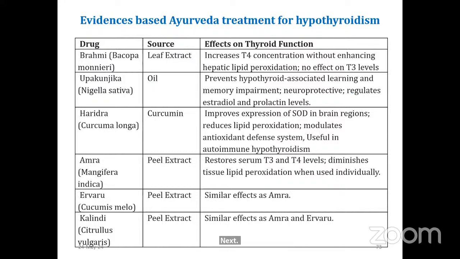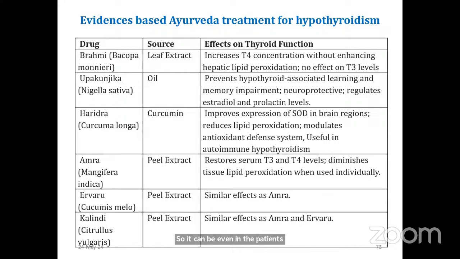Yes. So, here is a compilation of some evidence, some research. In that it has been found that Ayurvedic drugs are effective on thyroid function. First drug is Dami. The leaf extract of Dami increases T4 concentration without enhancing the hepatic lipid peroxidation. And there is no effect of Brahmi on T3, but it increases the T4 level. Punjika oil prevents the hypothyroid-associated learning and memory impairment. It is neuroprotective and regulates estradiol and prolactin level. So it can be given in patients of hypothyroidism who have memory impairment or cognitive issues.